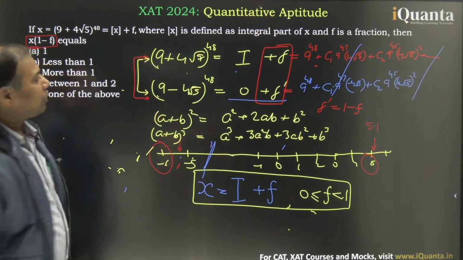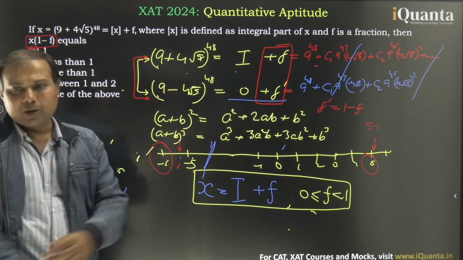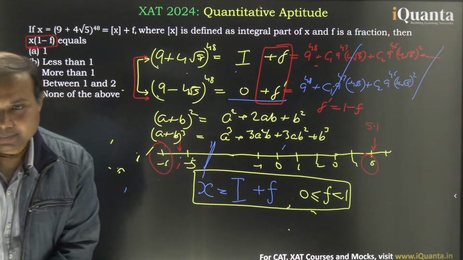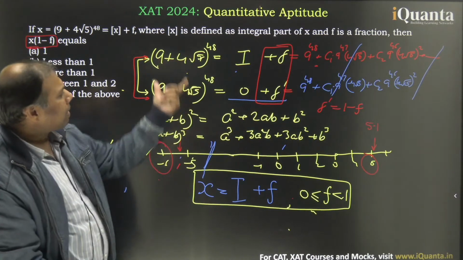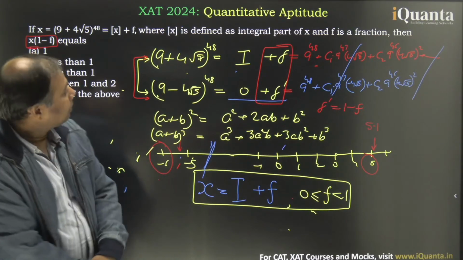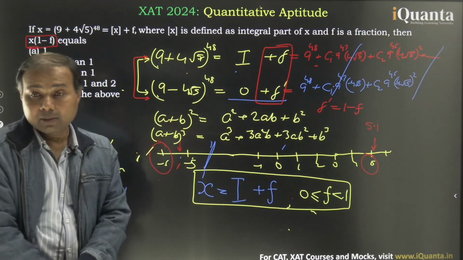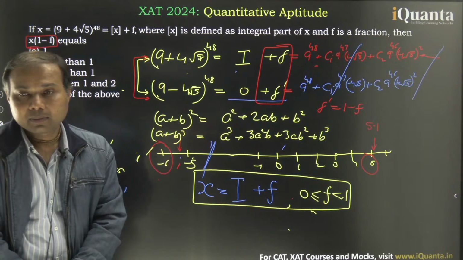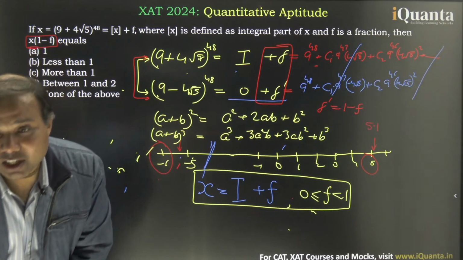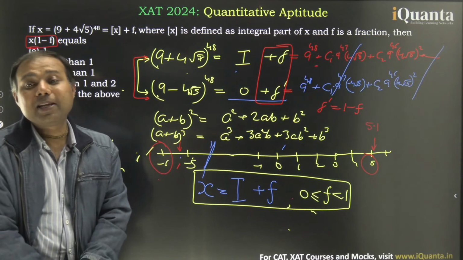I hope you can easily find this product. Please tell me what is the product. Is it difficult to multiply these two terms? These two conjugate numbers? Yes, Ashar, that's correct. It's going to be 1.